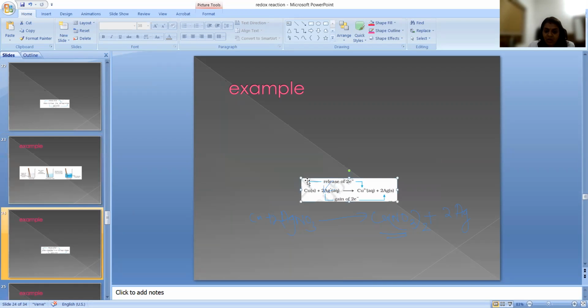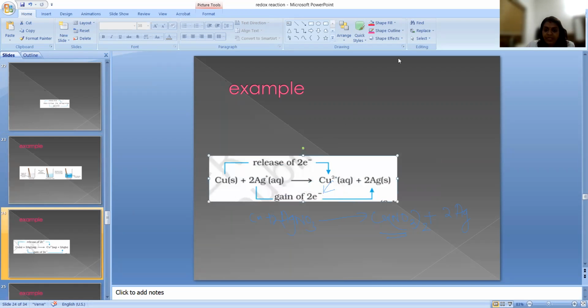This is the reaction copper plus silver. In this reaction, see, copper is losing electrons and forming Cu2+. So it is actually oxidation, and Ag+ is converting into Ag. So this is a decrease in oxidation number and gain of electron, so it is considered as reduction.